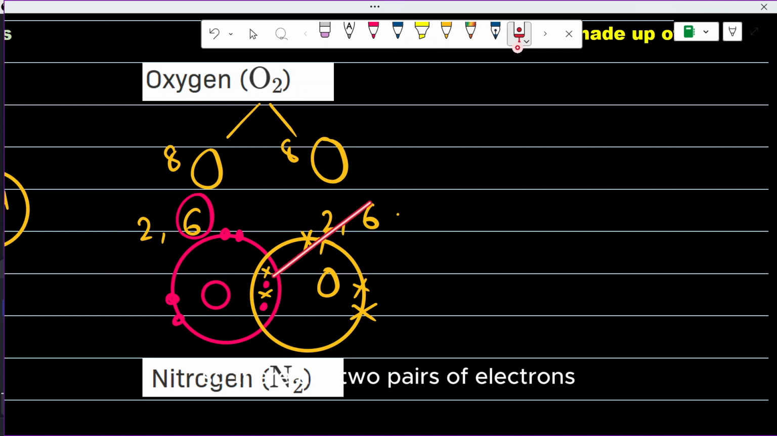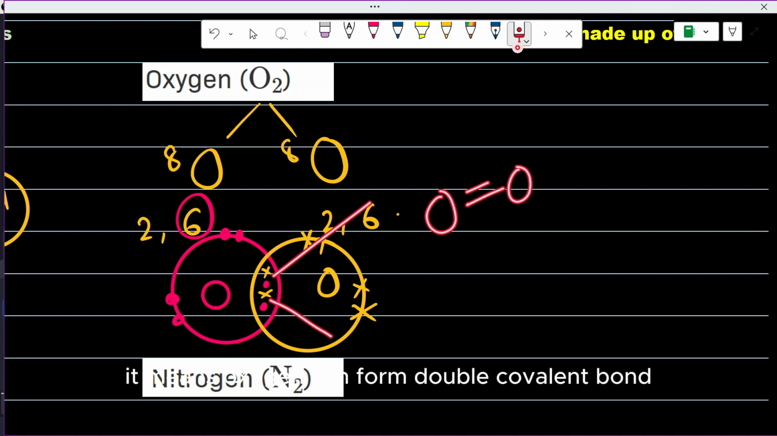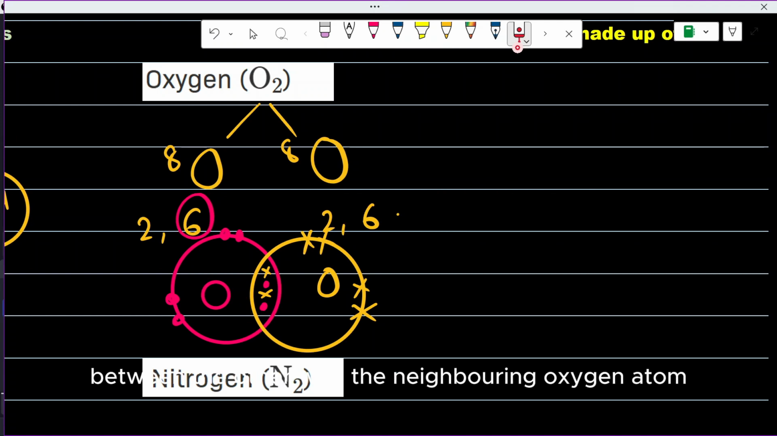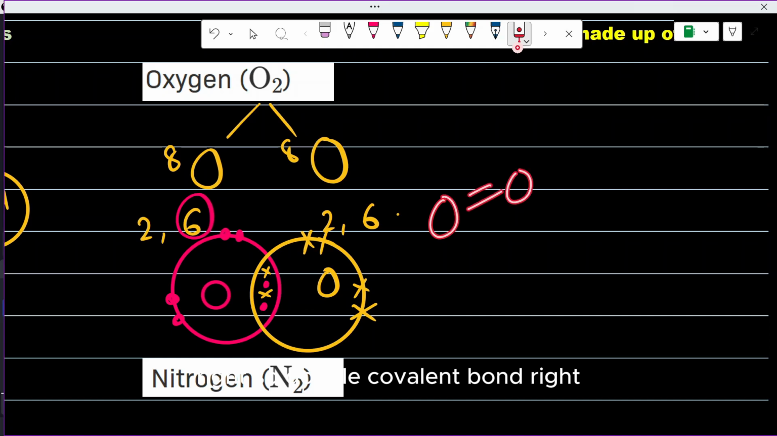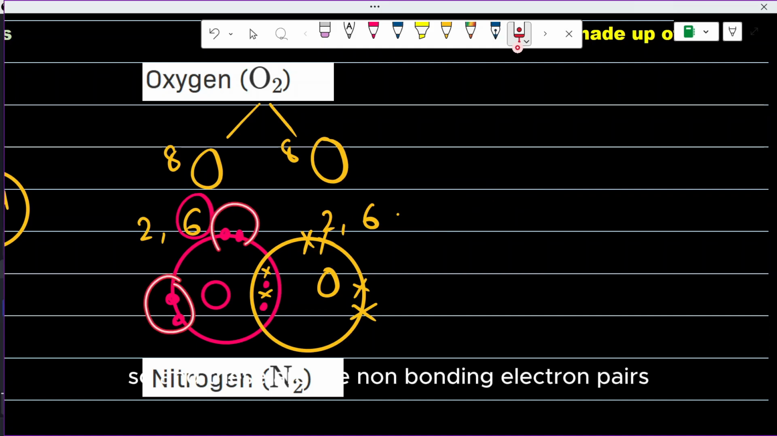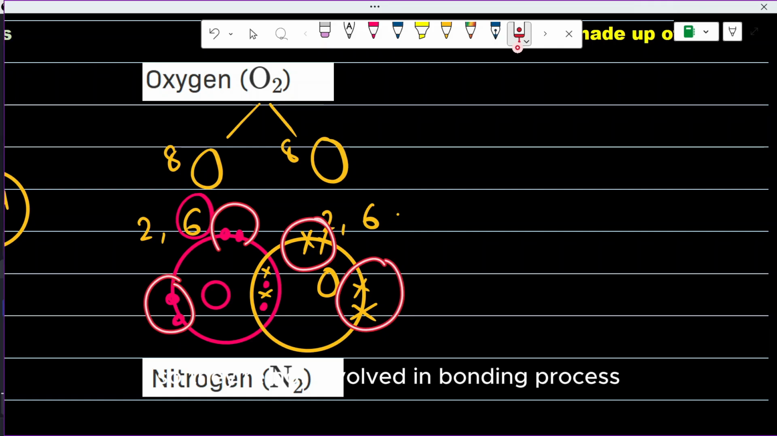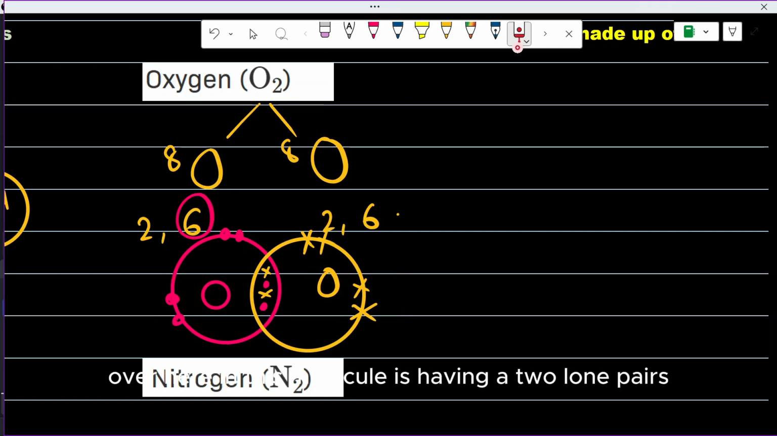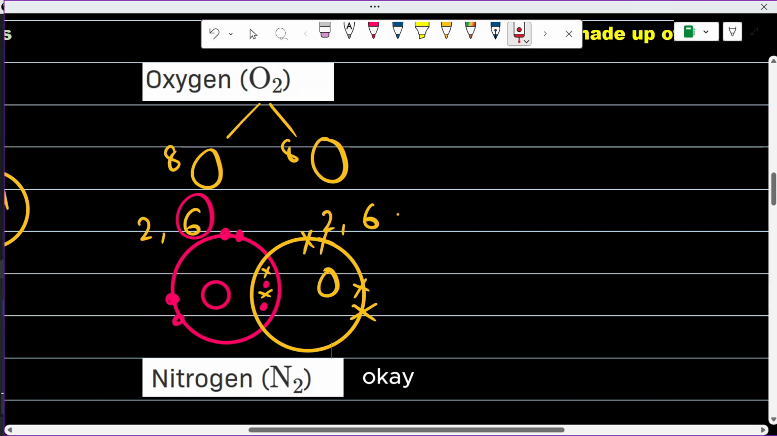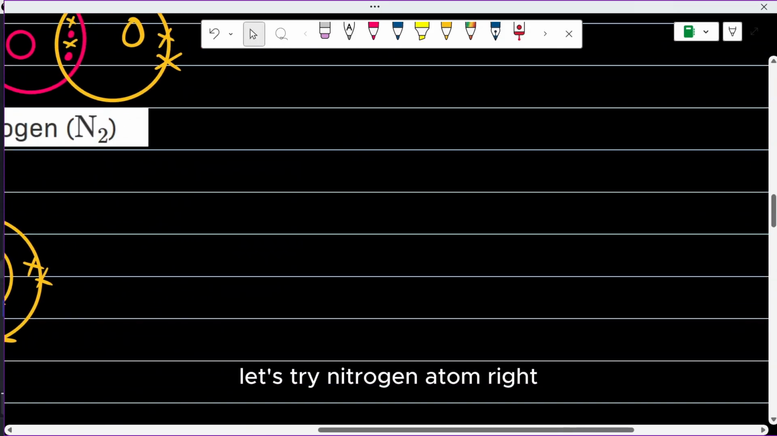Since there are 2 pairs of electrons, it means oxygen can form a double covalent bond with the neighboring oxygen atom, right? So, a double covalent bond. And these are the non-bonding electron pairs, as you can see. They are not involved in the bonding process. Each oxygen atom in this molecule has 2 lone pairs, 1 and 2, the non-bonding electrons.